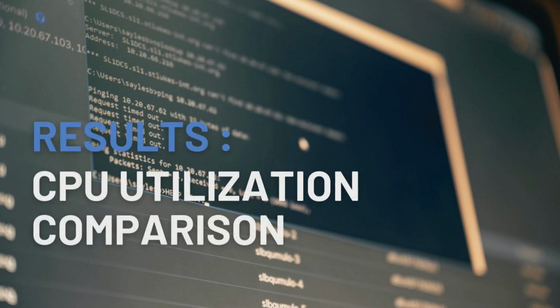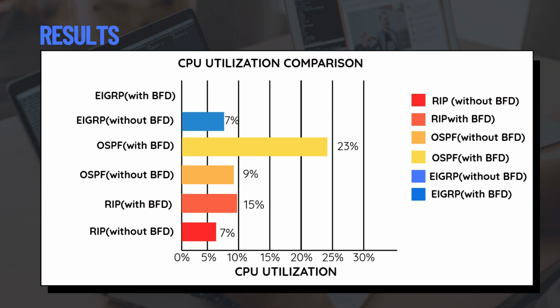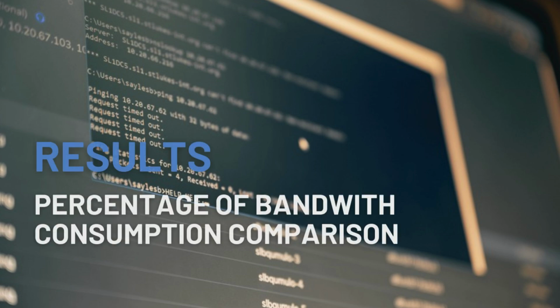Results: CPU utilization comparison. RIP without BFD, 7%. RIP with BFD, 15%. OSPF without BFD, 9%. OSPF with BFD, 23%. EIGRP without BFD, 7%. EIGRP with BFD, 26%.